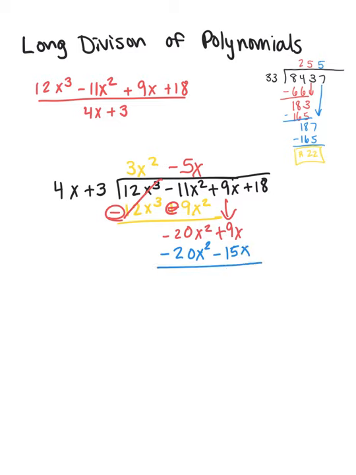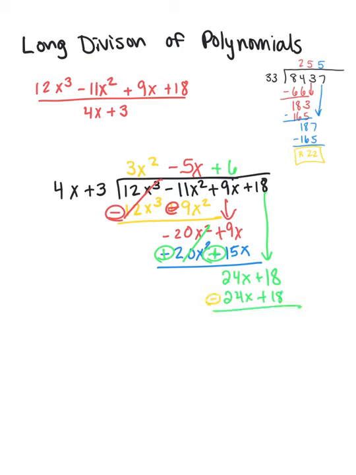Change the signs. Remember, anytime we change the signs, we circle them to let us know that we changed them. Negative 20x squared plus 20x squared go away. 9 plus 15 gives me 24x. We're going to bring down the 18. What do I multiply to 4x to give me 24x? I'm going to multiply a positive 6. 6 times 4x gives me 24x. 6 times 3 gives me a positive 18.